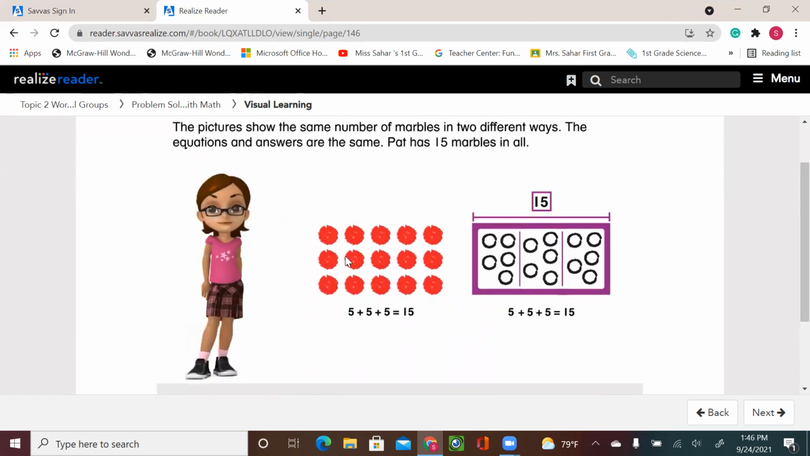But if we decided to do it by columns, how many columns are we going to have? 1, 2, 3, 4, 5. And in each column, we have 3 marbles or 3 dots or 3 counters. So we're going to say 3 plus 3 plus 3 plus 3 plus 3, 5 times. And if we count them, we should have the total 15.